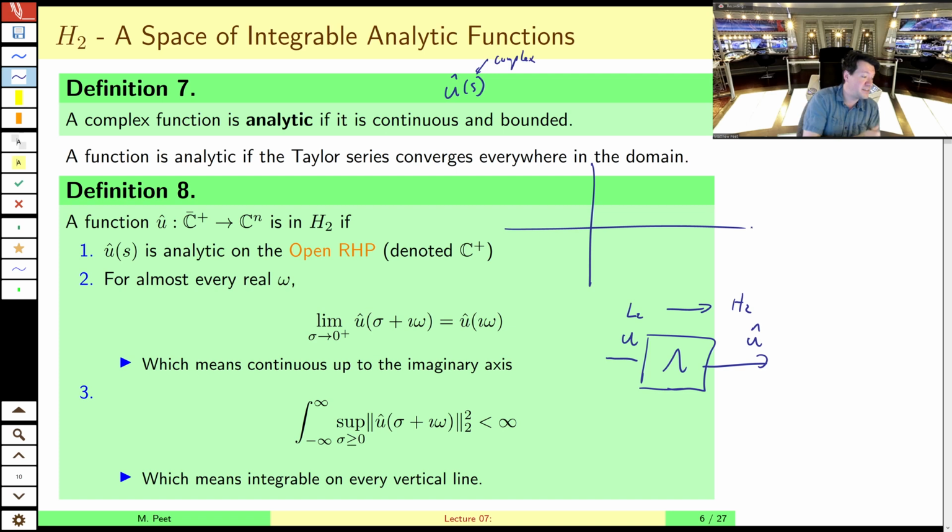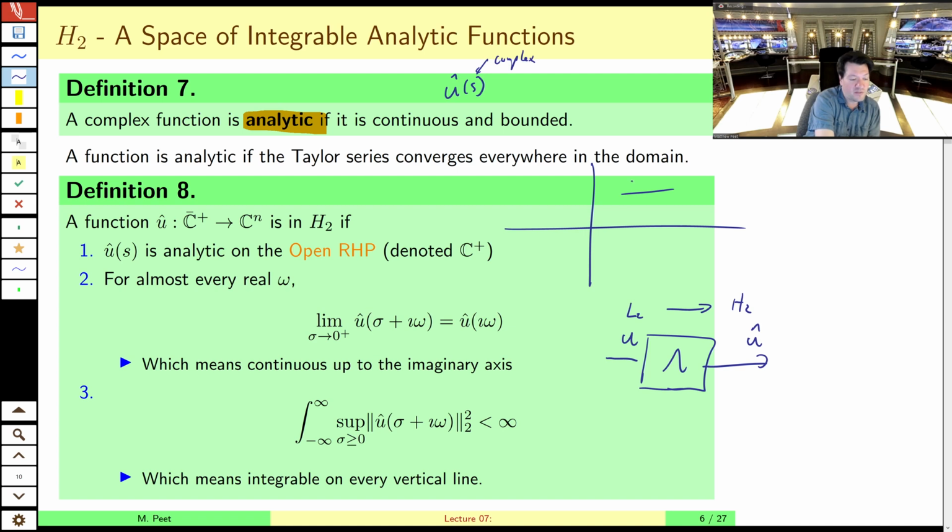A function is analytic, right? It's a special math term we use. If, and this is a sufficient condition, it's continuous and bounded as a function of its complex variable. So why would it not be continuous and bounded? Well, remember, in L2, we didn't require our functions to be bounded, only integrable. Here we require it to be continuous and bounded, which basically means, when would that not happen?